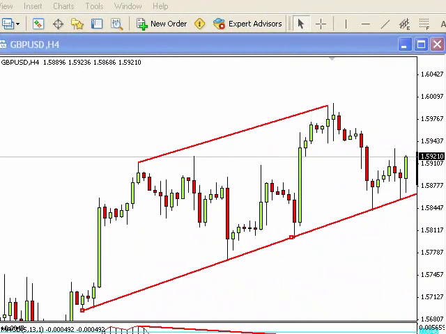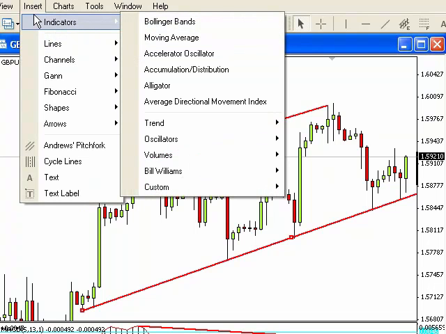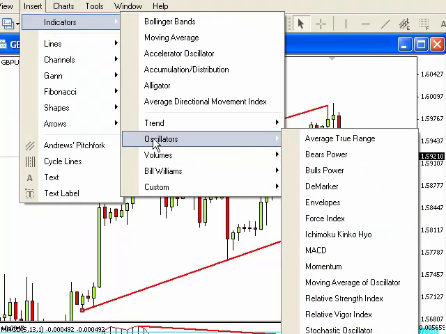The next indicator for you to consider is stochastics. And how you load stochastics, same procedure as MACD. Click on Insert, Indicators. This is an oscillator once again, and we're now looking for a stochastic oscillator. Click on that.